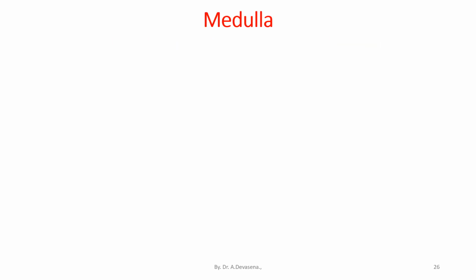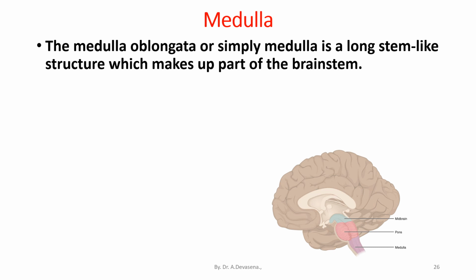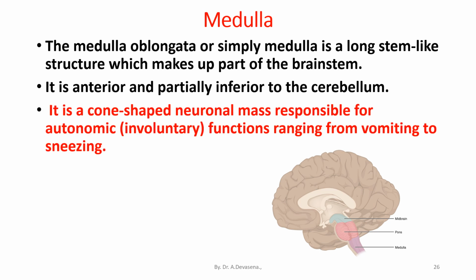Let us see the function of the medulla. The medulla oblongata, or simply medulla, is a long stem-like structure which makes up part of the brain stem. This is the representation of the medulla. It is anterior and partially inferior to the cerebellum. It is a cone-shaped neuronal mass responsible for autonomic, that is involuntary, functions ranging from vomiting to sneezing.